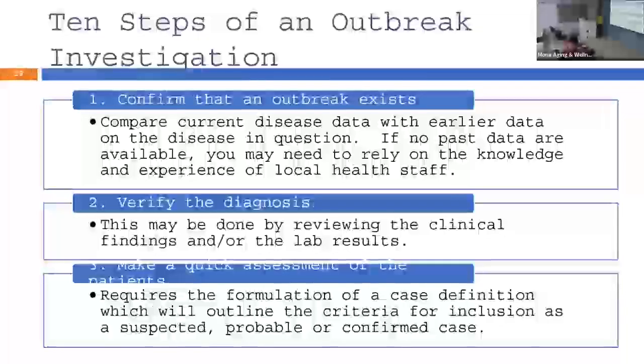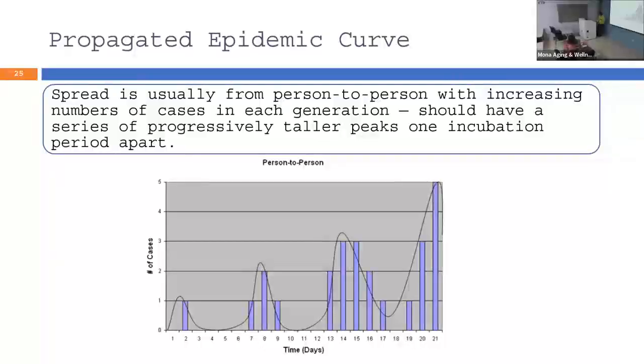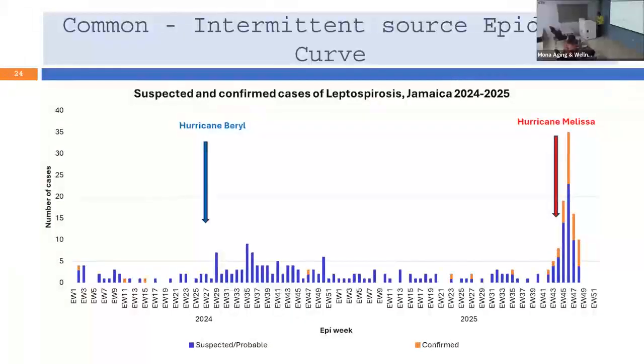So on the CDC website, PAHO, you see the 10 steps of an outbreak investigation, at the bottom. Confirm that the outbreak exists. So you compare current disease data with earlier data and determine if what we're seeing is in excess of what we would normally see. Now, if I could skip back to the leptospirosis curve and make a point here.